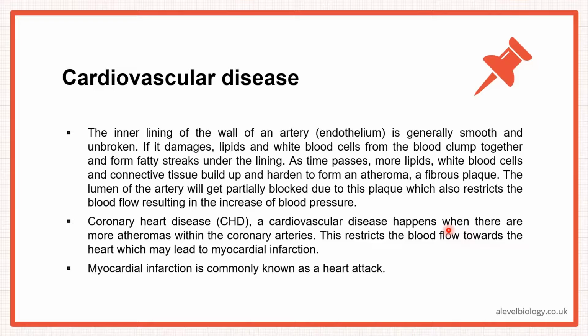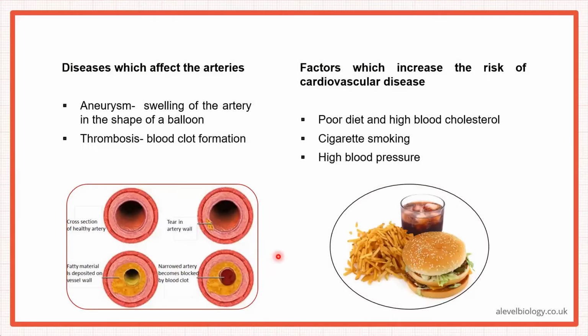So if such atheromas develop there, they would restrict the blood flow to the heart muscle. And this would lead to a disease known as myocardial infarction, commonly known as heart attack. Heart attacks generally happen when the coronary arteries, the arteries supplying blood to the heart muscle itself, get blocked by atheroma, right?